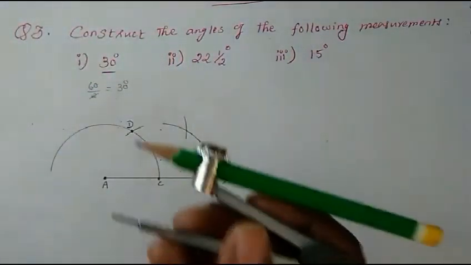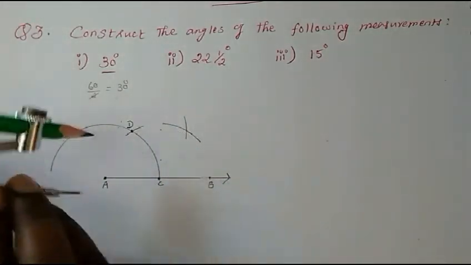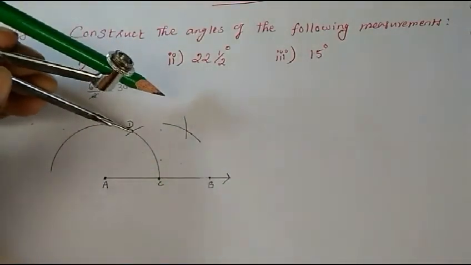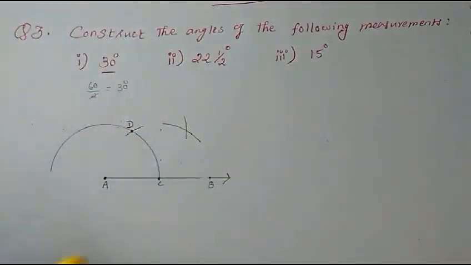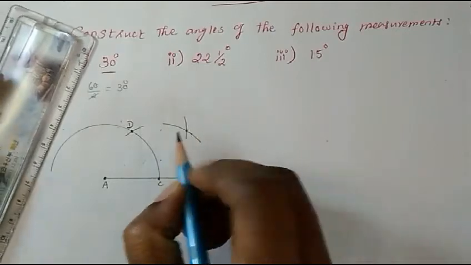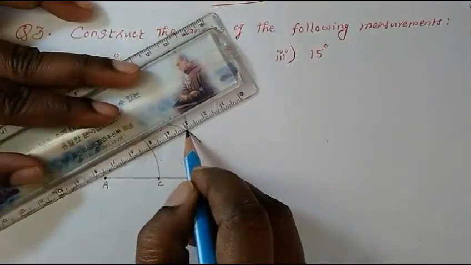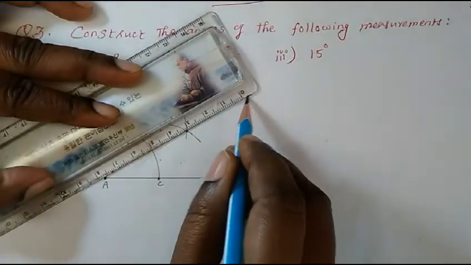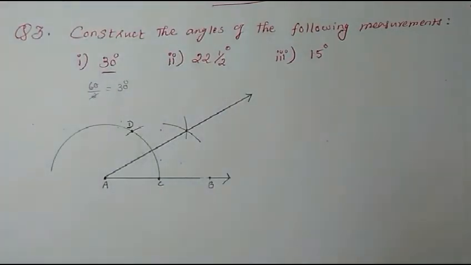Now the same measurement from this point and the same measurement from this point we have kept, so that means from both sides it is the equal distance. So now you join that point with A. So this is your 30 degrees.